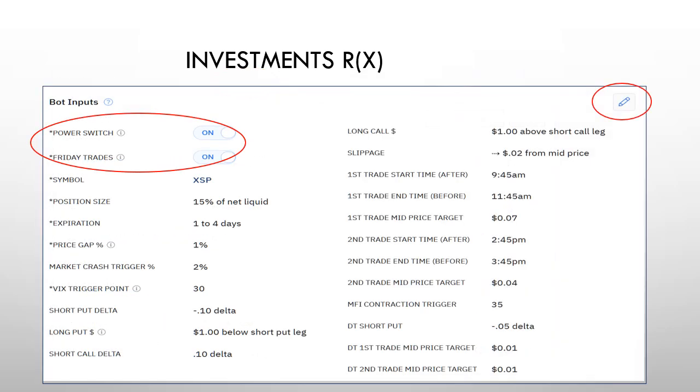At the bottom of the settings menu, you'll find a list of bot inputs. You can modify the power switch and the Friday trade switch directly on this screen. To modify the other inputs, click on the pencil icon in the upper right corner. A detailed explanation of each of these inputs can be found in Appendix B of the 2024 Process Update found below.